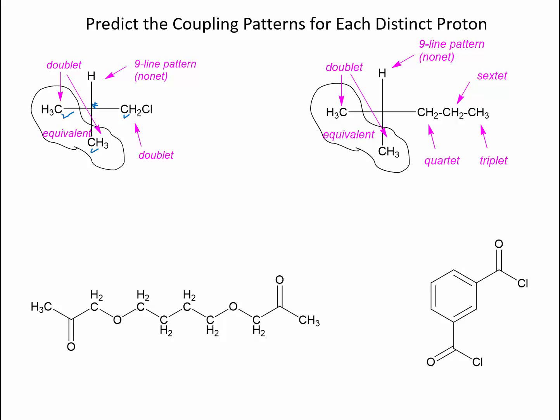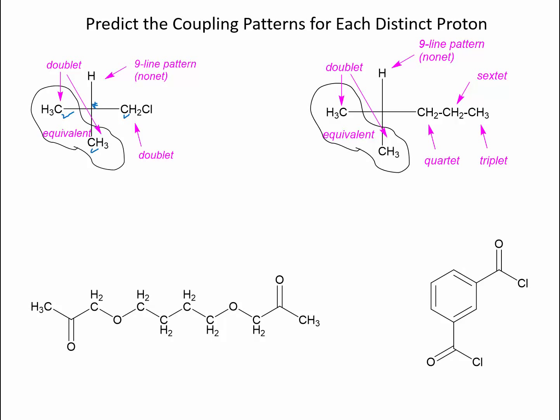This signal here, we have these 3 hydrogens and these 2 hydrogens. There's 5 hydrogens total. Add 1, and we get a sextet. And this last one, this methyl at the end of the chain, is going to appear as a triplet, because the only hydrogens on adjacent carbons are these two on this adjacent CH2 group.